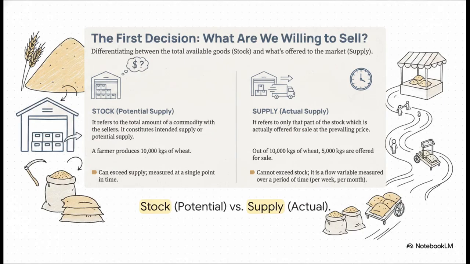But before we start touching any of the dials on this dashboard, we have to clear up 2 vital concepts: stock versus supply. Picture a farmer who just harvested 10,000 kilograms of wheat. That total amount sitting in their warehouse, that's their stock, the potential supply. However, the actual supply is only the 5,000 kilograms they are actually willing to pull out of the warehouse and sell in the market today at the prevailing price. Stock is just a snapshot at a single point in time, but supply is a continuous flow. And logically, you can never supply more than you literally have in stock.